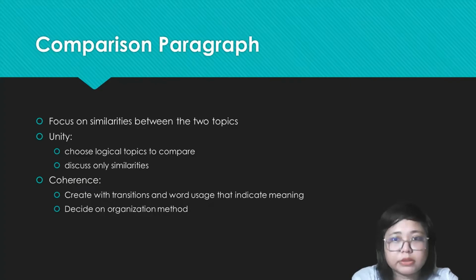Ignore the contrast or the differences, and then create with transitions and word usage that indicate meaning. After this, I will show you what kind of transitions indicate similarities or comparison. And then decide on an organization method. Because you write a paragraph, first you need to have a topic sentence, and then supporting details or supporting sentences, and then a concluding sentence. Those three parts of a paragraph, you need to have them, okay?